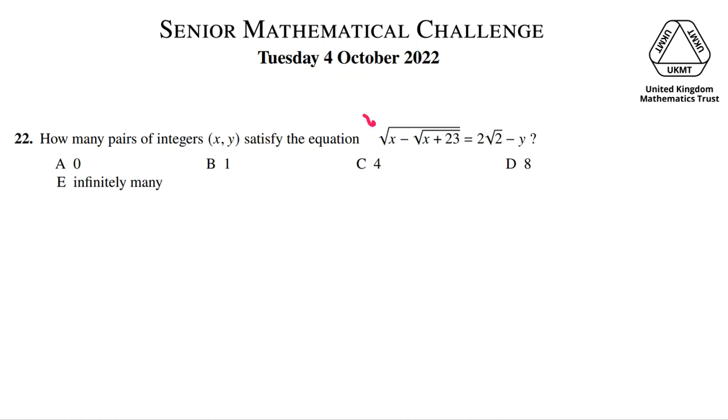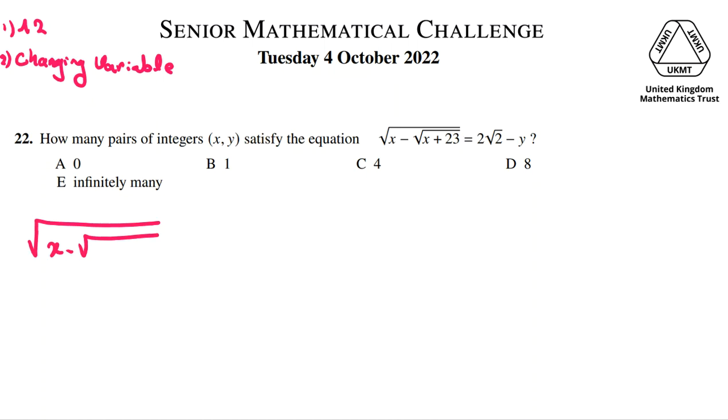When we see square root, one idea is to raise both sides to the power of 2. Another idea is changing variable. These two ideas are important when you see square root. So let's rewrite our equation: x minus square root of x plus 23 equal to 2 root 2 minus y.